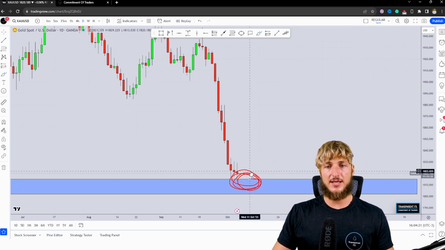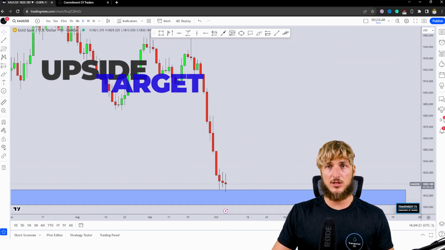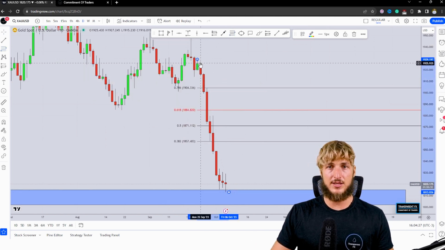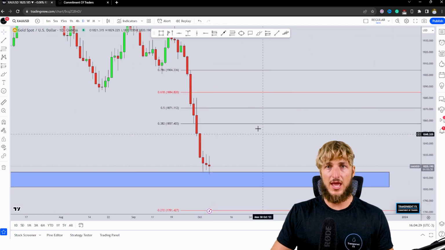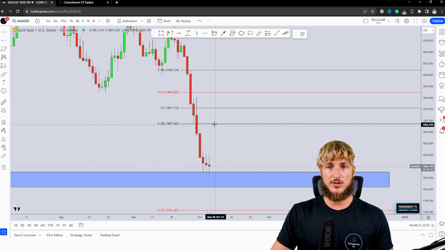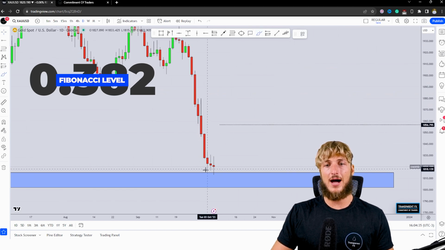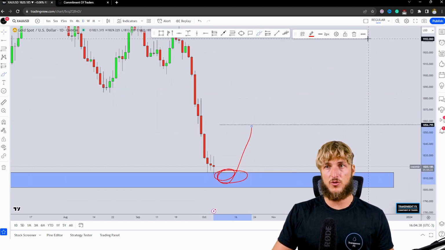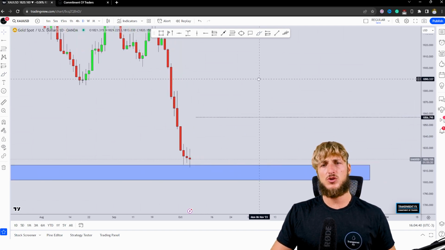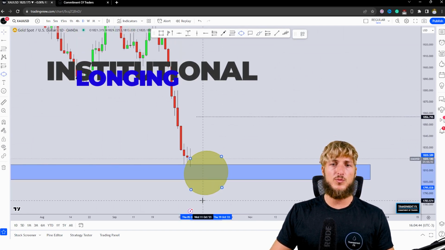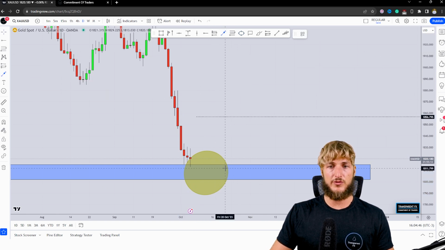Now, from a daily perspective, our first upside target would be the 0.32 of the Fibonacci taken on the impulse leg, so essentially from this high to this low, and we can see that at the moment is here. This would be the first potential upside target in a case of a reversal away from this support. So if we will see institutional buying inside of this zone, that is how we could be approaching this potential reversal higher away from this area.